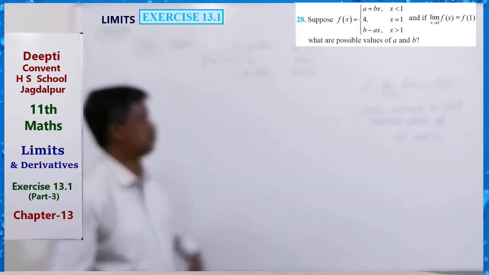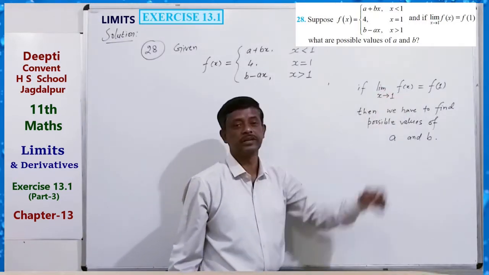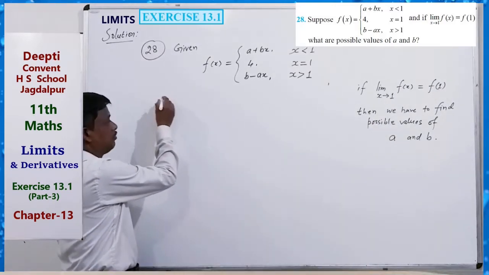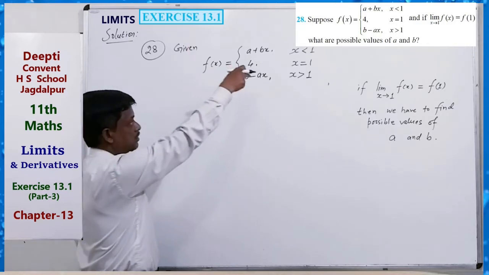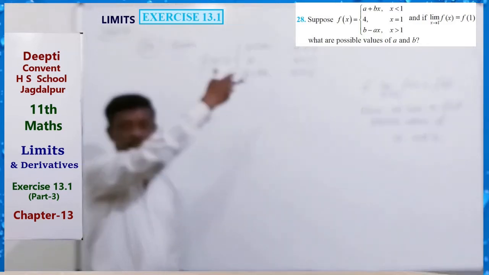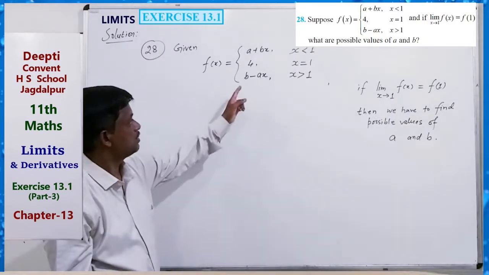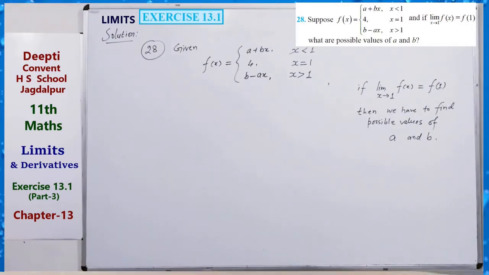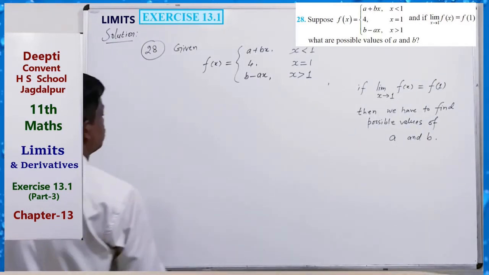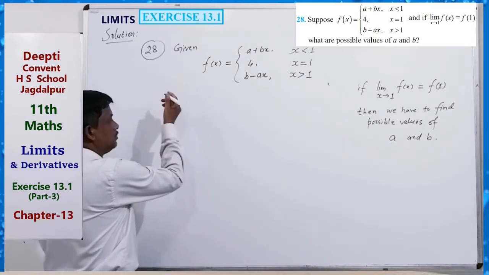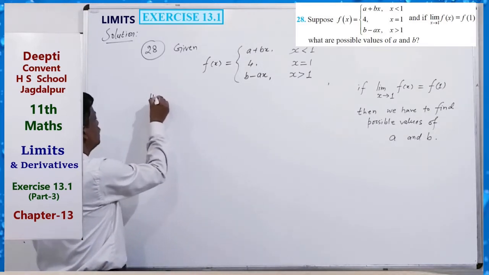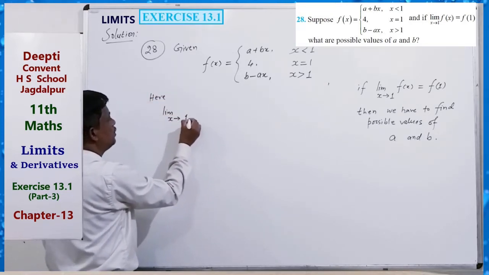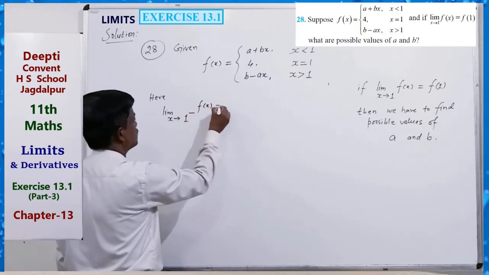Okay, so for that just find first these two quantities, that is the left limit and then f(1). So for finding the limit, left hand side and right hand side both are in this given function, so we have to find the left hand limit and then the right hand limit. Okay, so here limit x tending to 1, left hand limit, f(x) equals what?